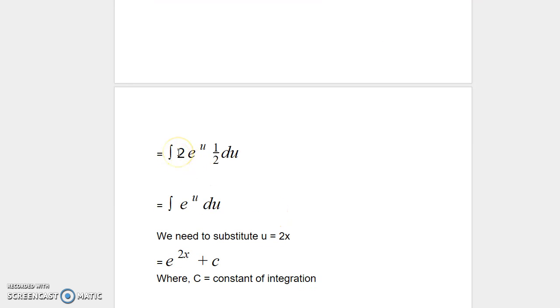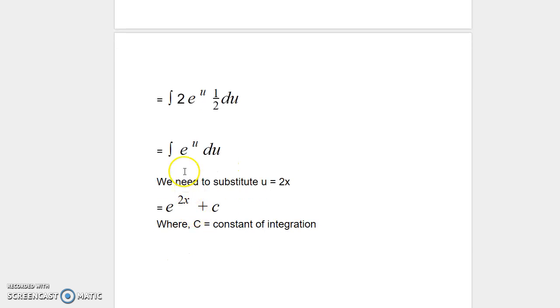Since we have 2 in the numerator and 2 in the denominator, those terms cancel out. We are left with integral e to the power of u du. We cannot leave our solution in terms of u. We need to express our solution in terms of x. So wherever we see u, we're going to replace it by 2x. Therefore, we can rewrite this as e to the power of 2x plus c.